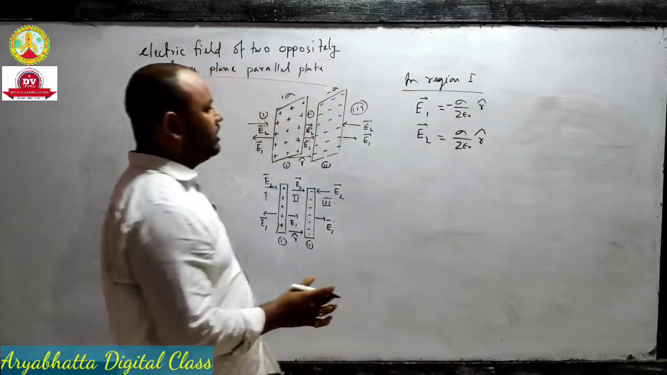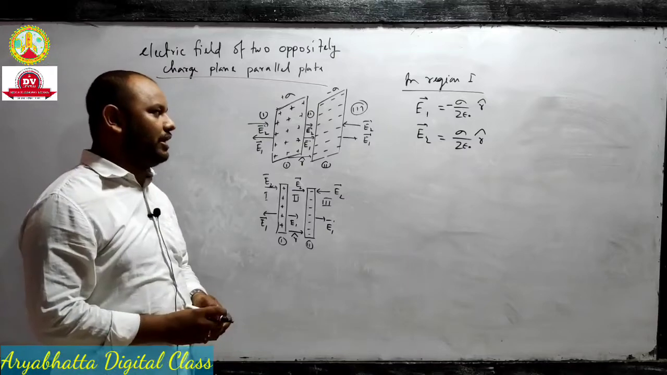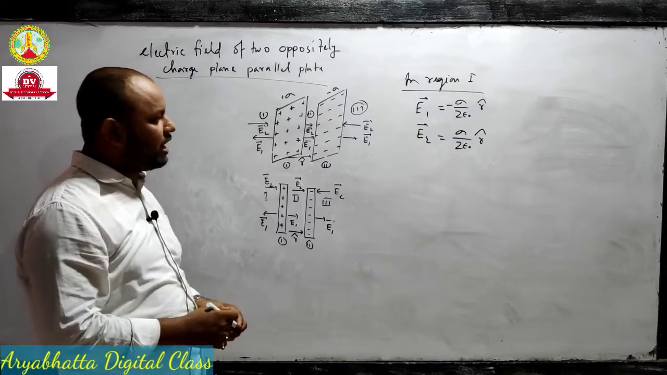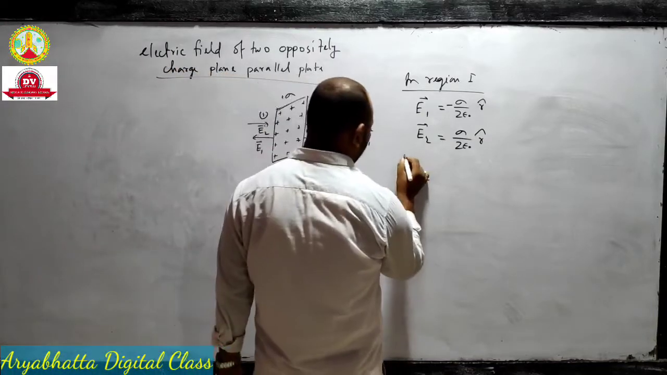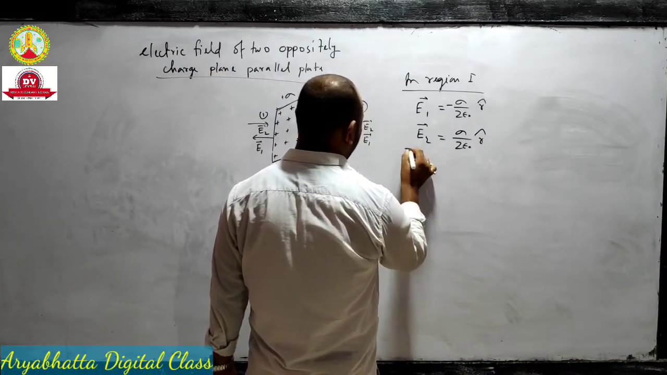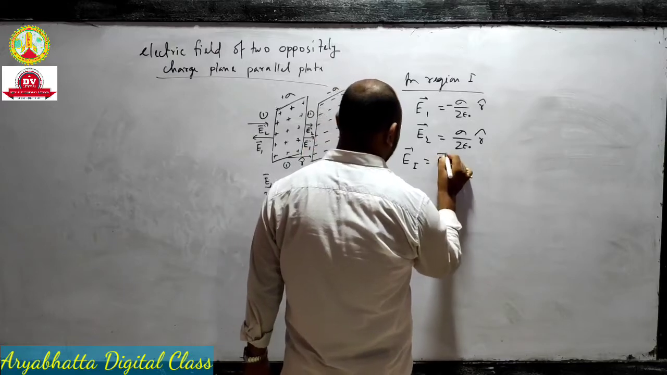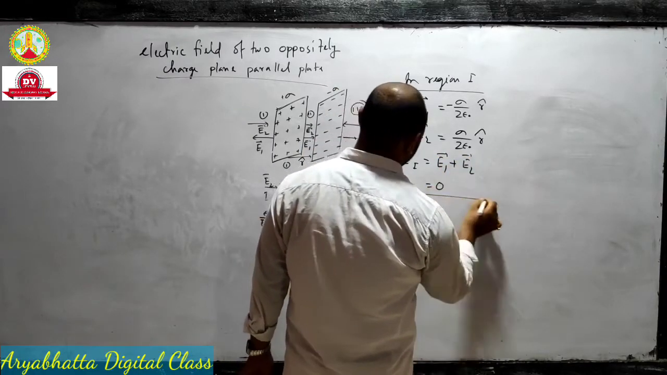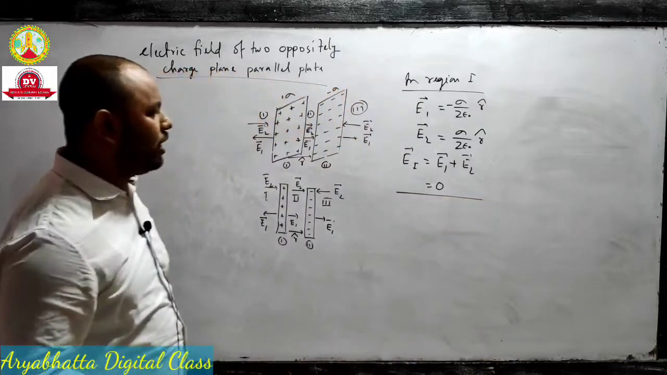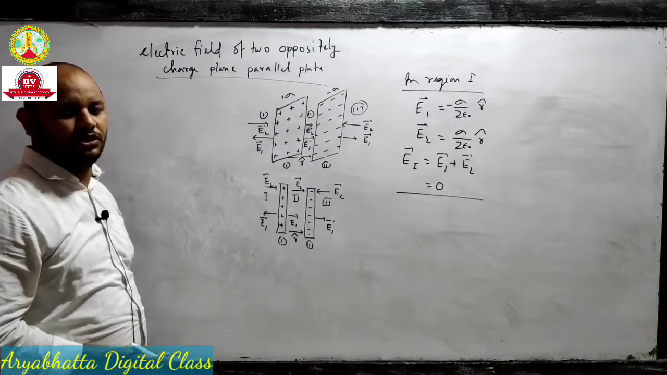So in the region 1, these are the two electric fields E1 and E2, and both electric fields are oppositely directed. And what is the net value of electric field? The total value of electric field in the region 1 will be equal to E1 plus E2. It will be equal to 0. That means in region 1, the electric field is 0.